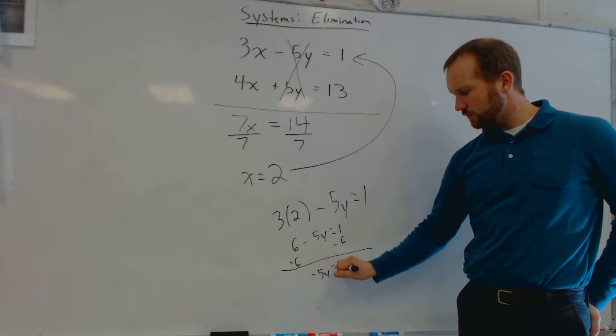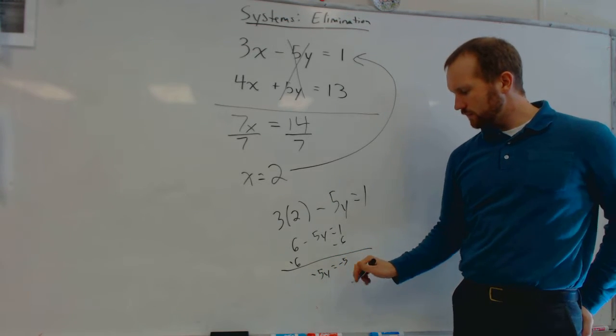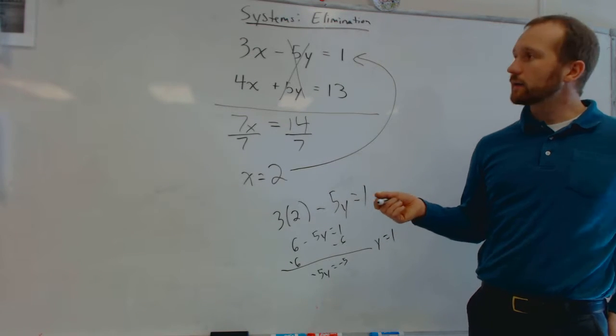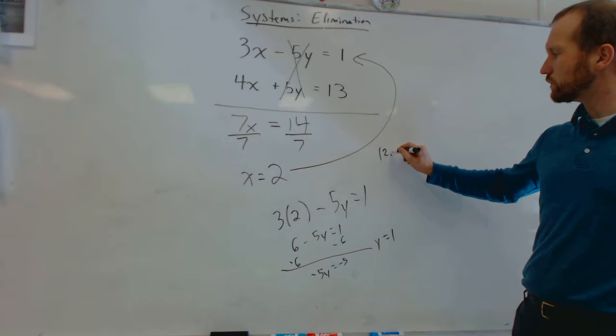Negative 5y equals negative 5. So y is equal to 1. So y equals 1. Let's check it. So I think the answer is 2, 1.